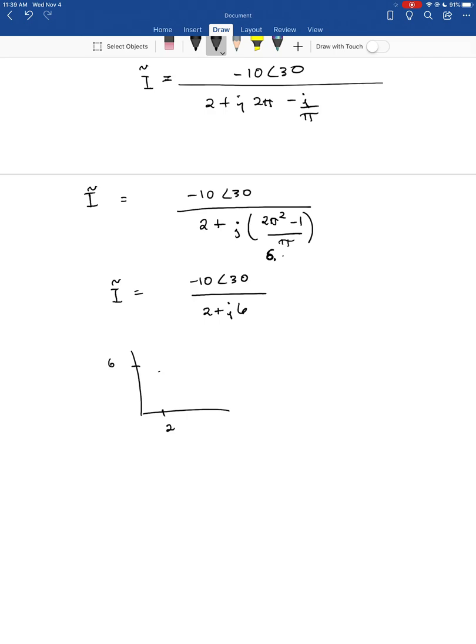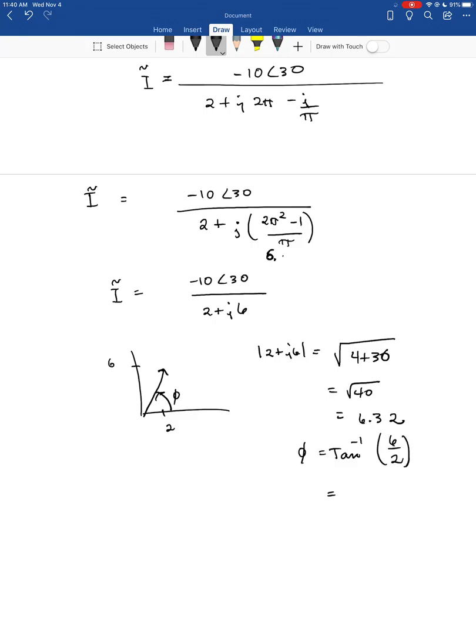Now 2 plus j6 on our complex plane, that's a real of 2 and an imaginary of 6. So in order to find the magnitude, I can use the Pythagorean theorem. And what comes out of that? The square root of 40 is 6.32. And then I can find the angle phi. Phi is going to be the inverse tangent of 6 over 2, so 3.